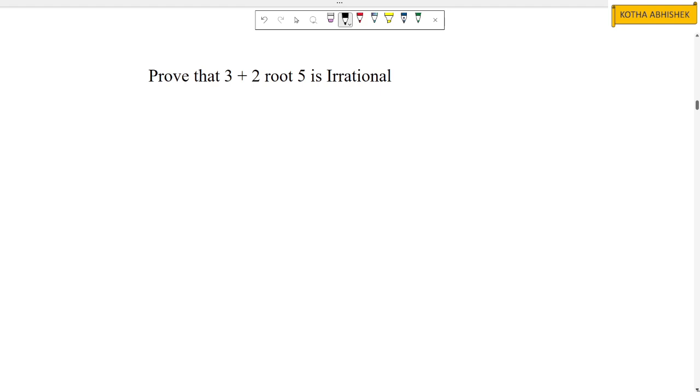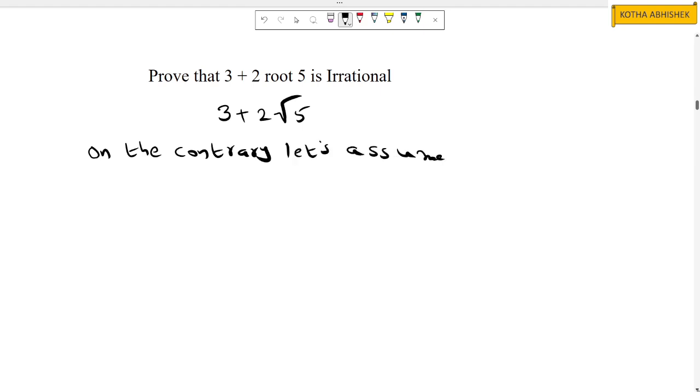Okay, the next question is prove that 3 plus 2 root 5 is an irrational number. We need to show that 3 plus 2 root 5 is irrational. So on the contrary, let us assume 3 plus 2 root 5 is rational. So first we will assume that the given number is a rational number.